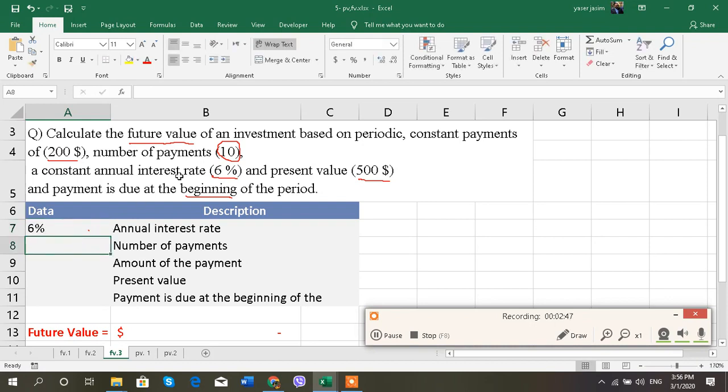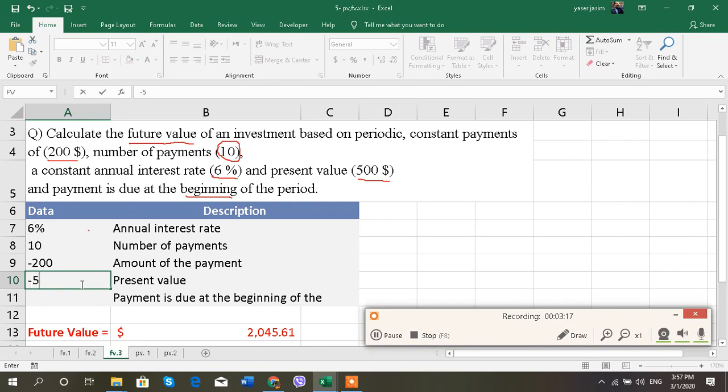After that, number of payments, I can see here that I have 10 number of payments, which is called the NPER. Amount of payments, because I'm going to pay it, so it's going to be out of my account, out of my pocket, and it's going to be in minus. So minus $200, and the present value here is 500. Also, I'm going to pay it. Sorry, minus $500, and we can see the type of our payment is due at the beginning, and the beginning will be number 1. If it's end, it's going to be number 0.